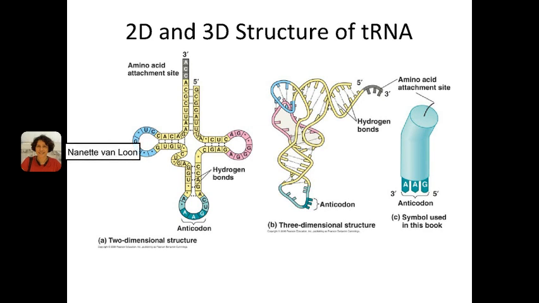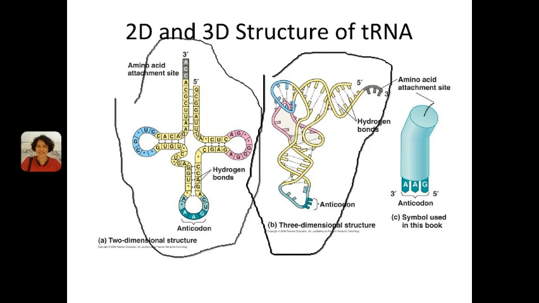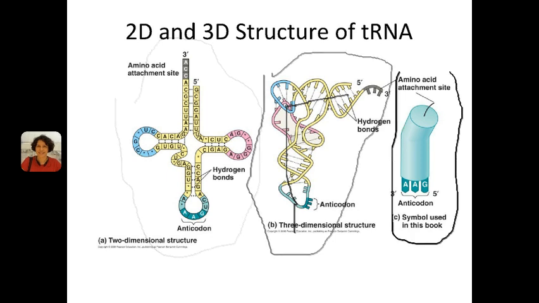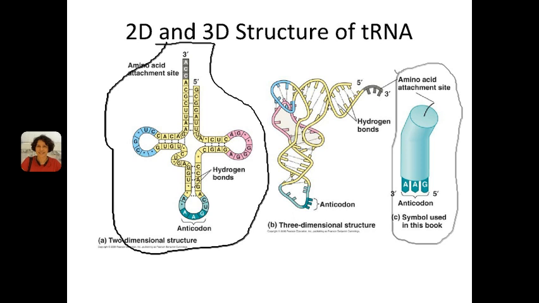These are the different representations of the transfer RNA. The cloverleaf structure is the 2-dimensional structure, and then the L shape is the 3-dimensional structure. The L is upside down, and then this little sausage is how the book draws them. So let's take a look at the cloverleaf shape, because that shows us the actual basis.